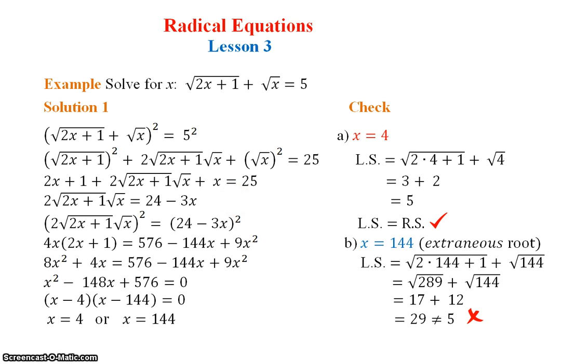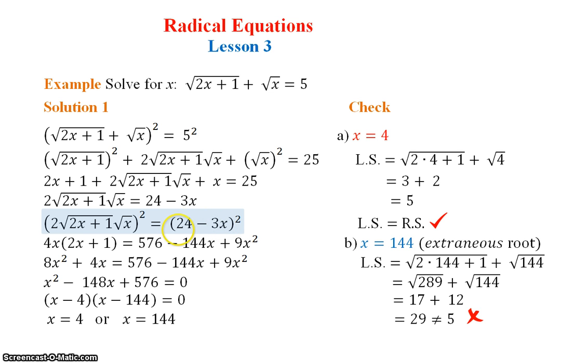Still we did not get rid of radicals. Therefore, we have to square this equation again. In the left side, we have to square the product of three factors. First factor is 2, second factor is square root of 2x plus 1, and third factor is square root of x. 2 squared is 4, square root of x squared is x, and square root of 2x plus 1 squared is 2x plus 1.